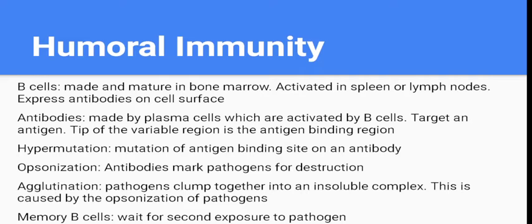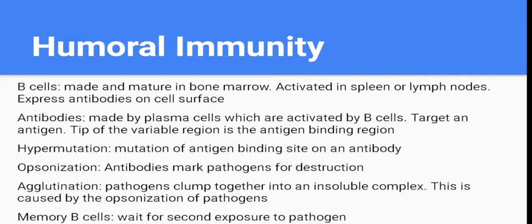Opsonization is basically where antibodies mark pathogens for destruction, like, hey, that's a bad guy. Let's mark him so the body remembers what to attack. It's pretty cool. And then you have agglutination. I probably completely butchered that word. But basically pathogens are clumped together into an insoluble clump of cells, and that's caused by the opsonization of pathogens, so it kind of adds on to it.